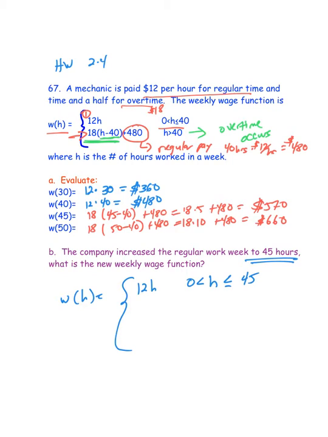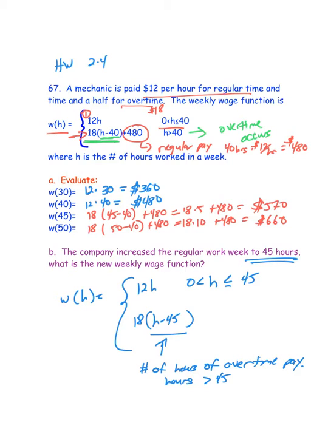The overtime piece, you get $18 an hour, but here we need the number of hours of overtime pay. So this expression has to be the number of hours of overtime pay. And here we get overtime for hours greater than 45. So here we're going to put in H minus 45. In the original expression, up here we had H minus 40. And then we have to add to that the regular pay for a full work week.